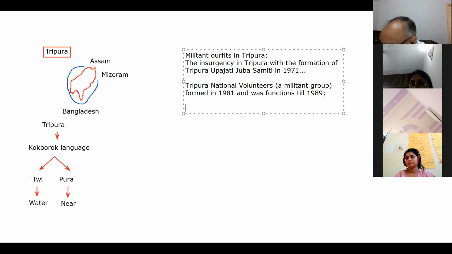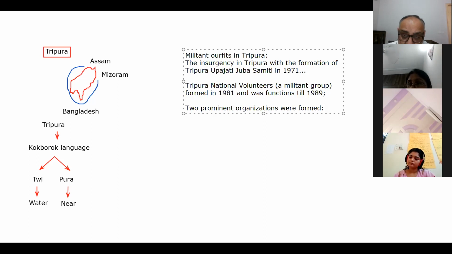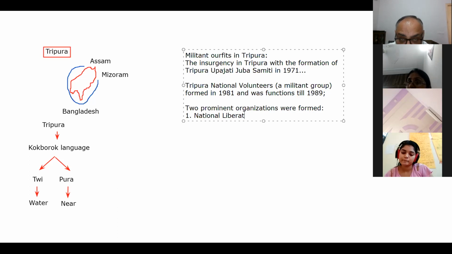उसके बाद क्या हुआ कि two prominent organizations were formed, right. कौन सी दो prominent organization को form किया गया? Number one, that was the National Liberation Front of Tripura.